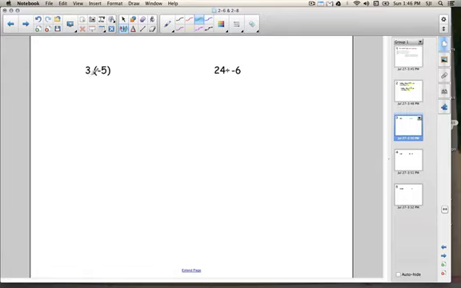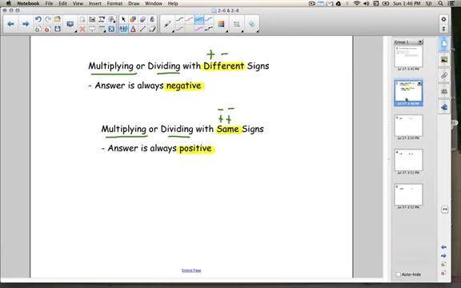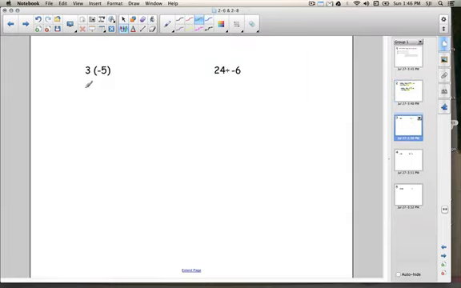Here's our first one. We have 3 times negative 5. Well, that means I have one positive and one negative. And let's flip back. If we have one positive and one negative, that means the signs are different. Our answer is going to be negative. So the very first thing that I do is I write that down. I write down negative. Now I'm going to worry about going back and actually doing the math. 3 times 5 is 15. So that means the answer is going to be negative 15.